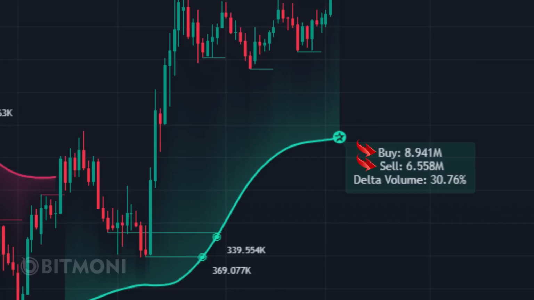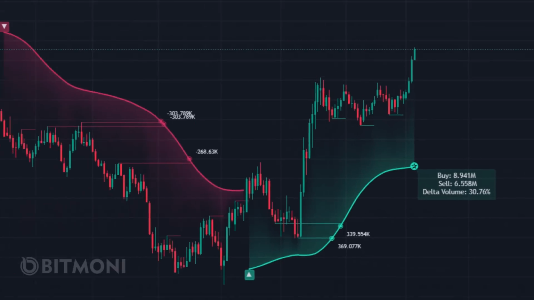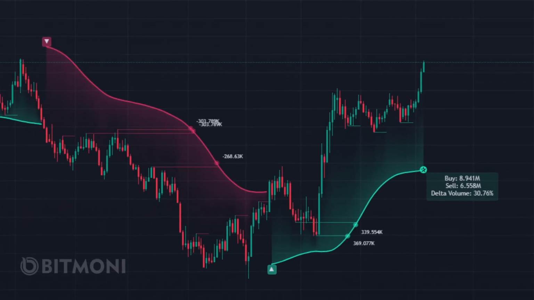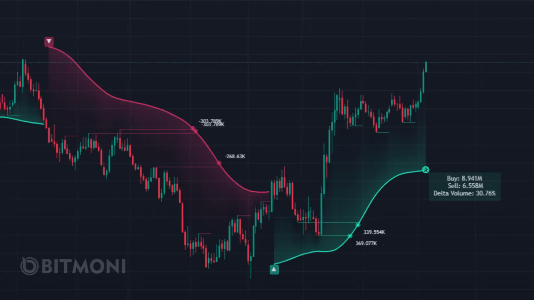Now, the delta volume is just the difference between the buy volume and the sell volume expressed as a percentage. So for this particular bullish trend, the delta volume was 30.7%. It's essential to remember that these numbers are not overall figures. They only apply to the current trend you're in. Right now, we're in a bullish trend, which means these numbers reflect this specific bullish phase. If we were to switch to a bearish trend, the numbers would be different.